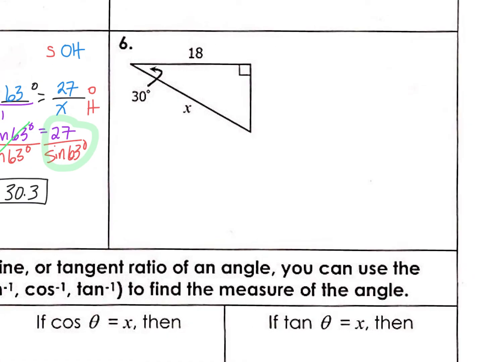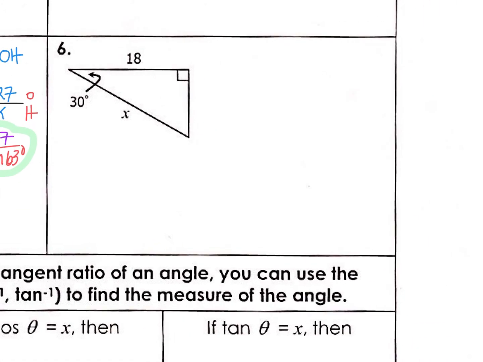All right, then do number 6, stop the video, do your work, and then check it. All right, so our angle of reference is the 30, right? And so x is your hypotenuse, and 18 is adjacent. So we have A and H. Out of SOHCAHTOA, CAH has an A and an H. So we are choosing cosine of some degrees equals some ratio. So we have "caught another hippie."